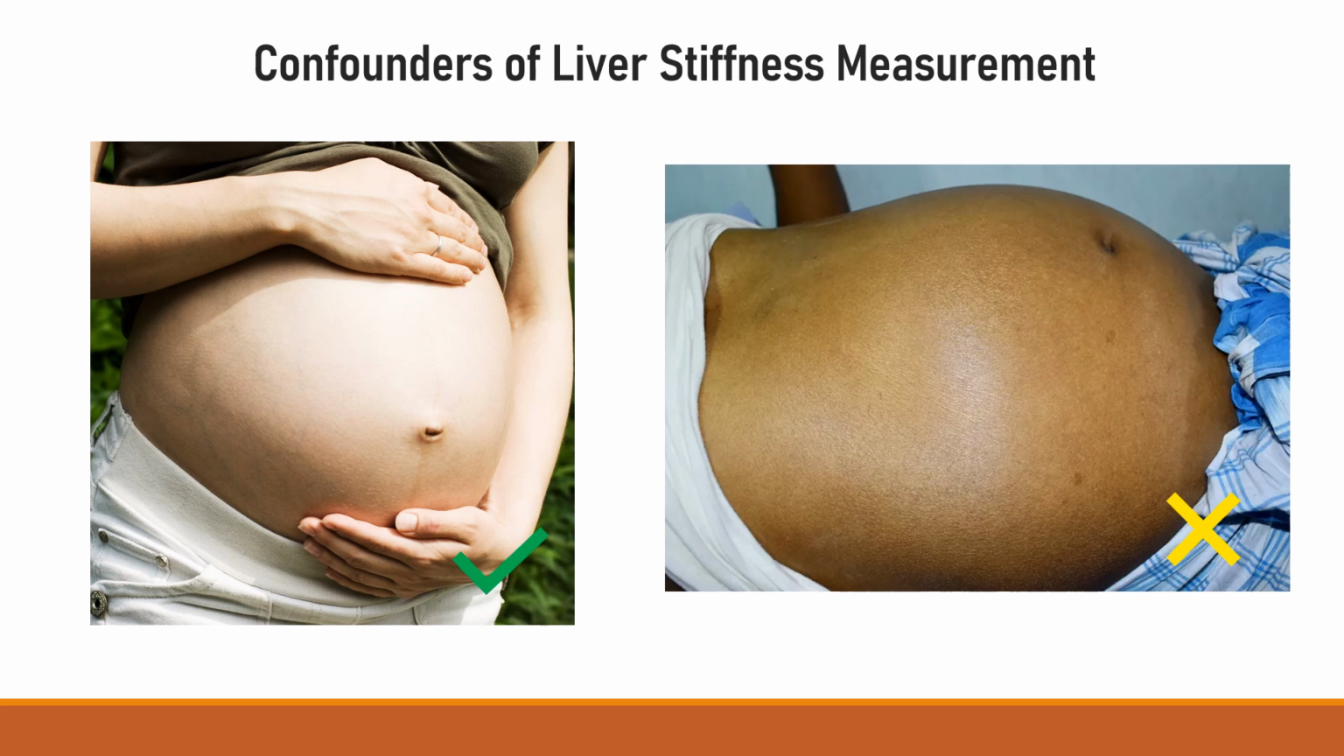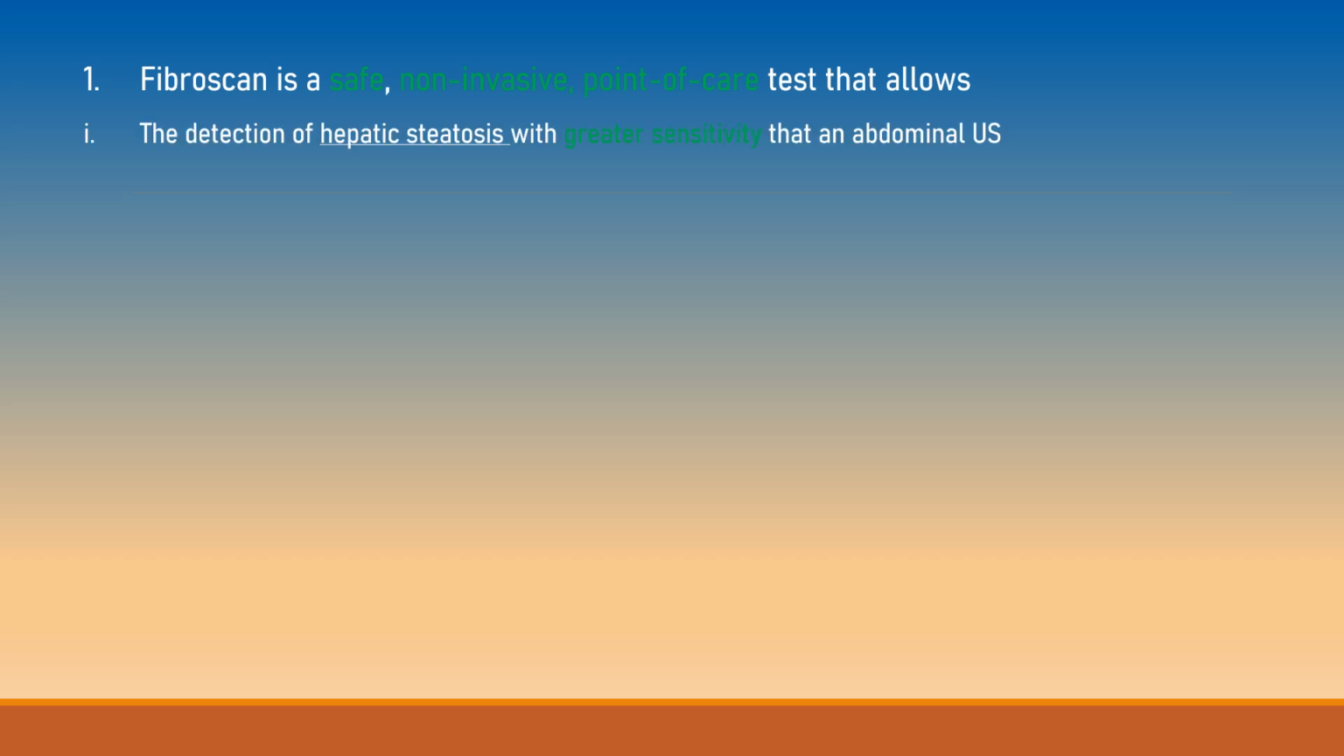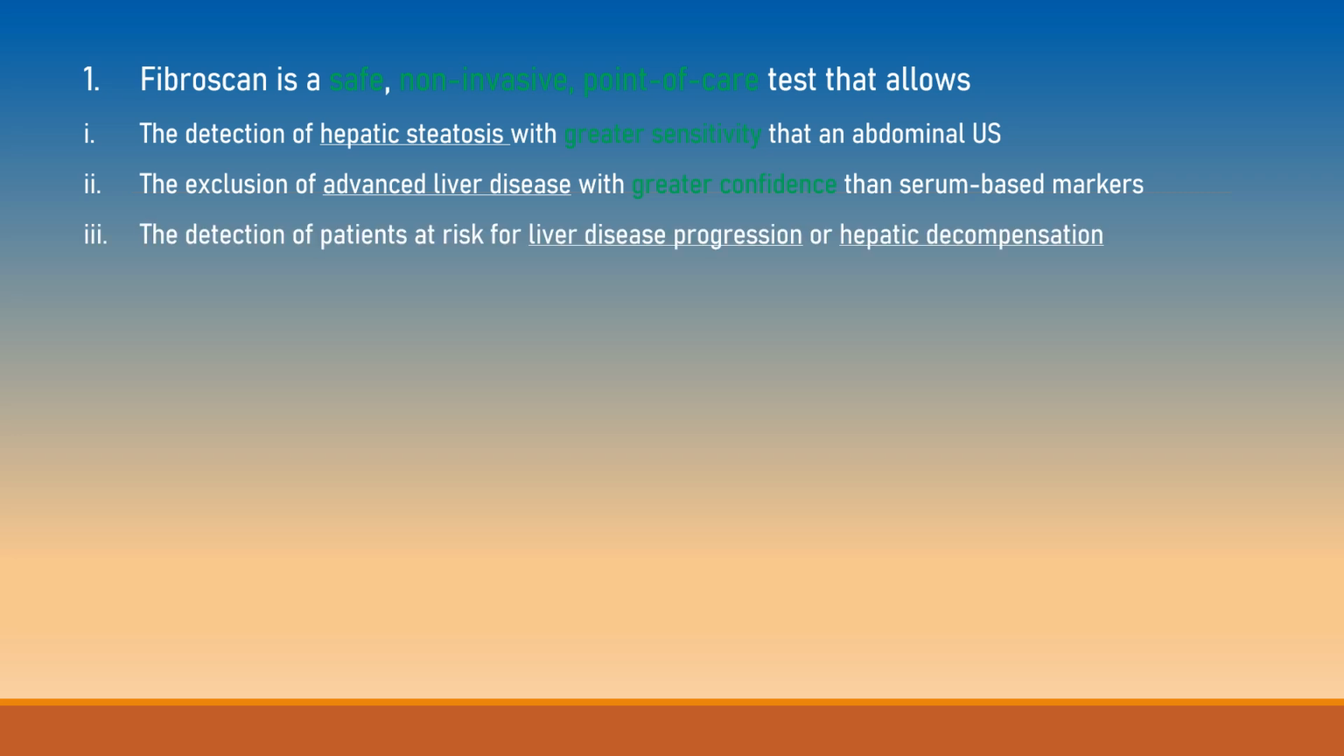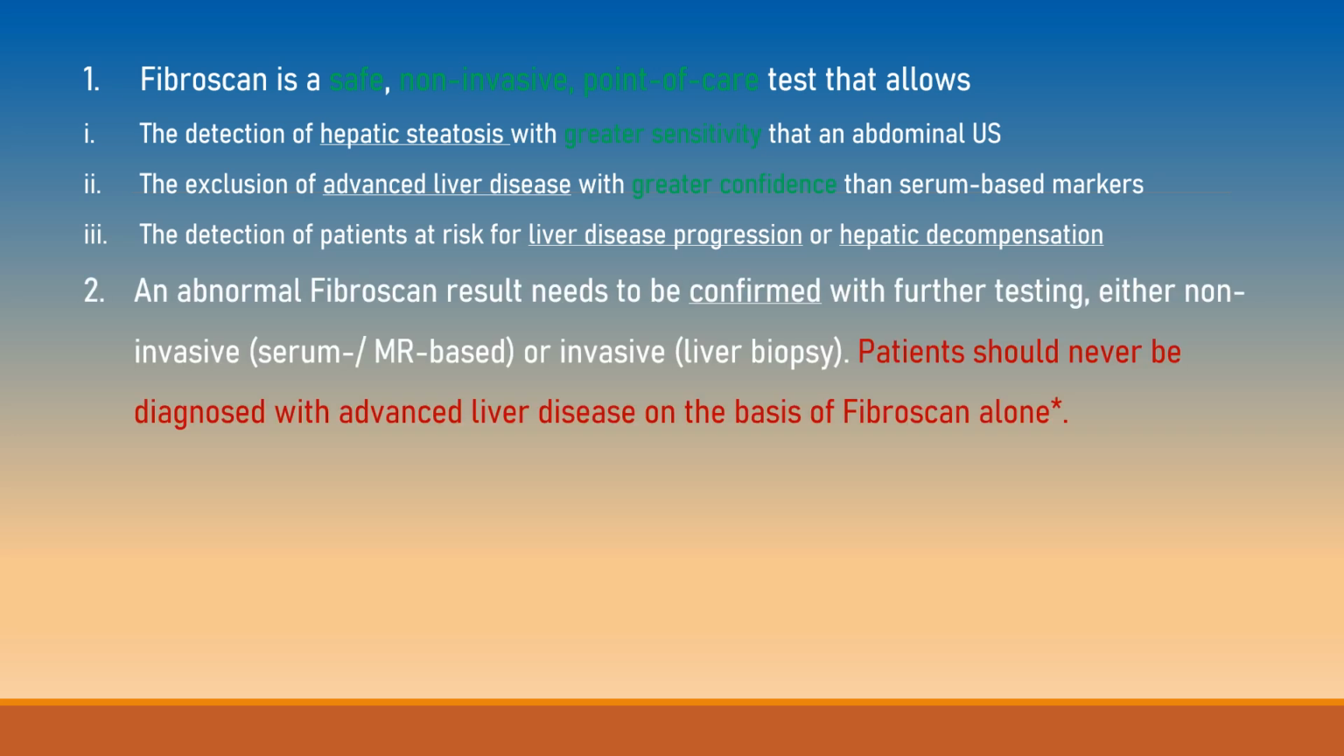So Fibroscan is a safe, non-invasive point-of-care test. It allows the detection of hepatic steatosis with greater sensitivity than an abdominal ultrasound, the exclusion of advanced liver disease with greater confidence than serum-based markers, and the detection of patients at risk for liver disease progression or hepatic decompensation. An abnormal Fibroscan result always needs to be confirmed with further testing, either non-invasive or invasive. Patients should never be diagnosed with advanced liver disease on the basis of Fibroscan alone.